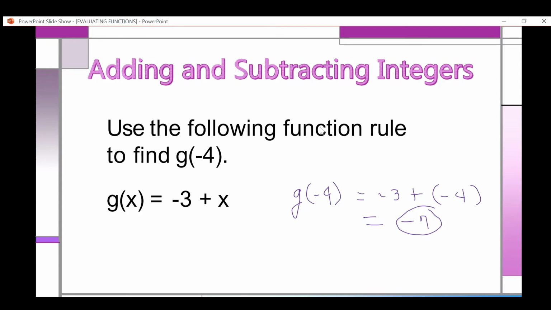Next, use the following function rule to find g of negative 4 in g of x equals negative 3 plus x. So, substitute lang natin si negative 4. So, negative 3 plus negative 4, that is negative 7.